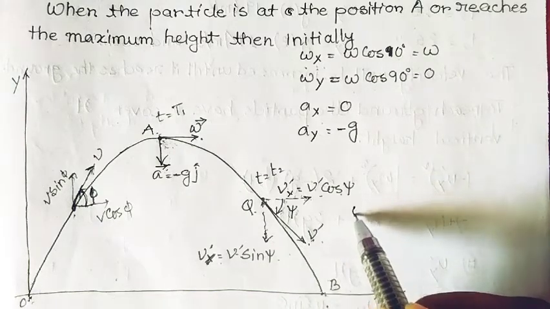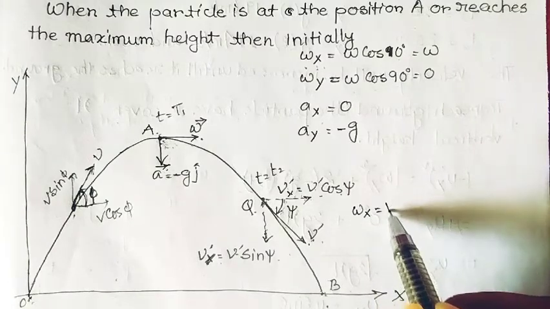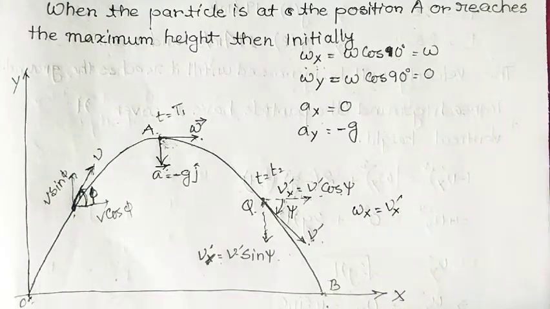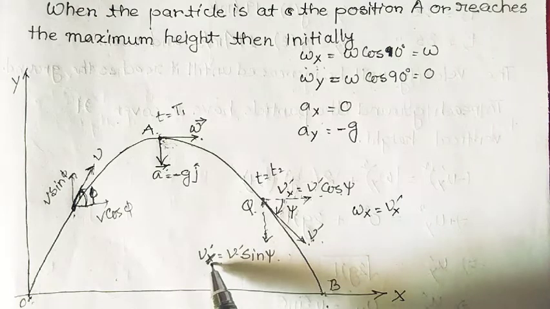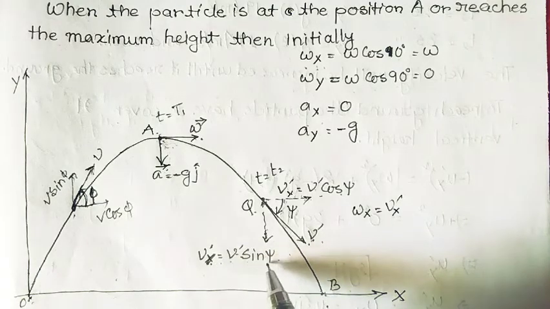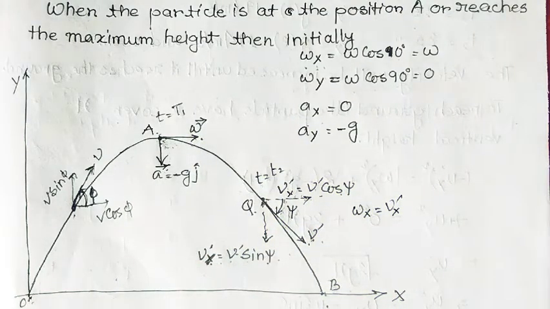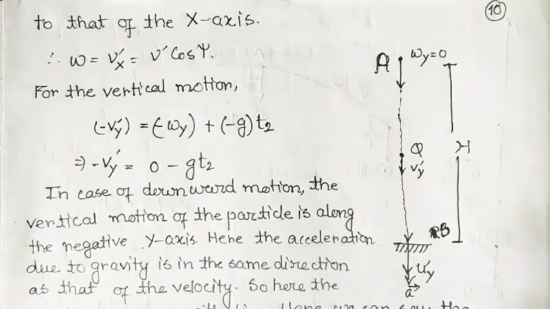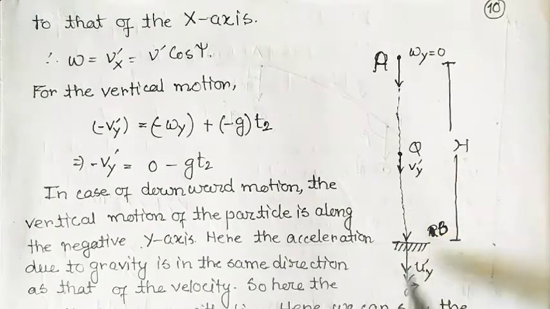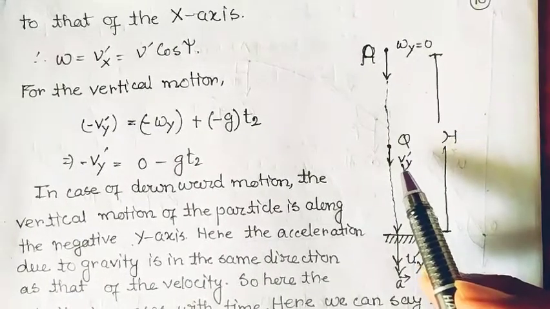So here also we can say Wx should be equal to V prime x, but V prime y is V prime sin psi here and Wy is 0 here. So if I want to write down the equations of motion, let us see how it looks. At first we concentrate on this figure: the x component of velocity is not changed, it will remain the same, but the y component of velocity is changed.